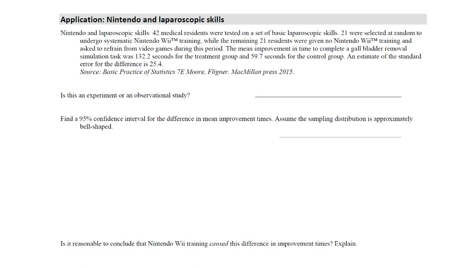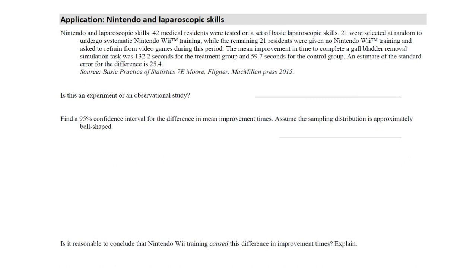And we will now look at a more complete application, Nintendo and laparoscopic skills. In this experiment, medical residents were divided into treatment groups. Some of them were asked to play on the Nintendo Wii in a particular game over a period of time, and the other treatment group was asked not to play any video games at all.